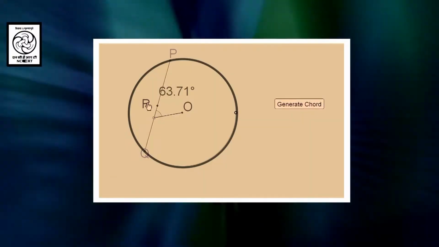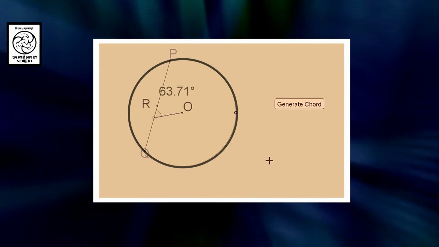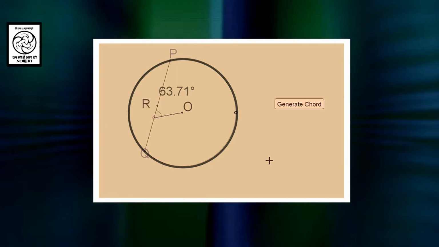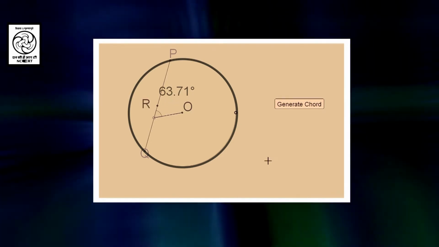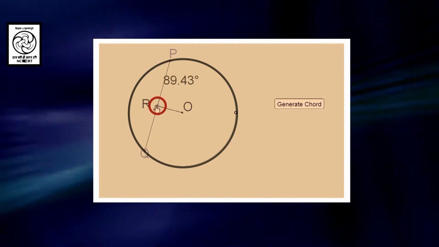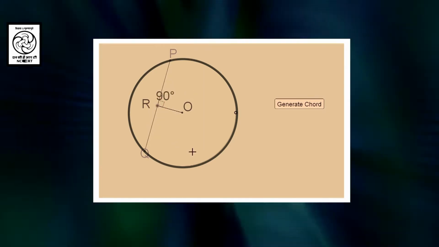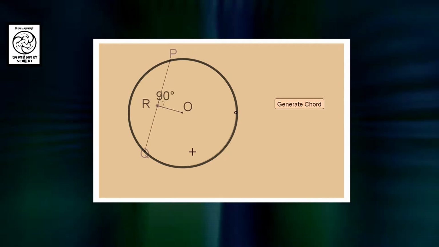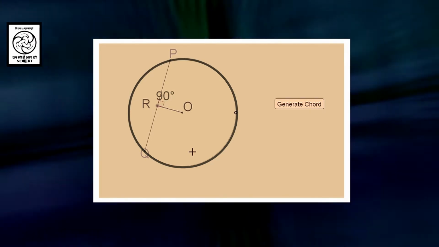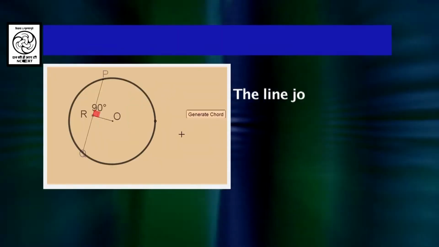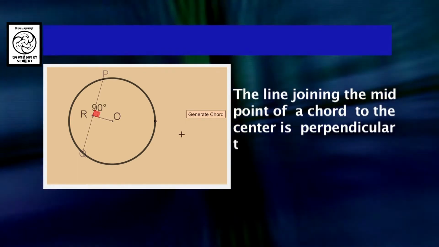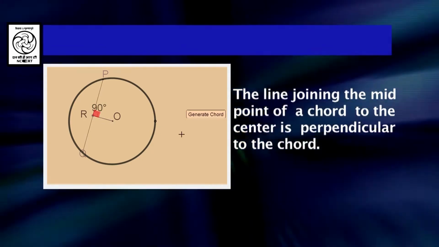Let us verify. In this circle PQ is a chord of the circle, O is the center and R is the midpoint of the chord. Let us see what happens when we take this point towards R. As soon as it reaches the midpoint, the angle between the line and the chord becomes 90 degrees. Hence, we can say that the line joining the midpoint of the chord to the center is perpendicular to the chord. So, let us prove it.